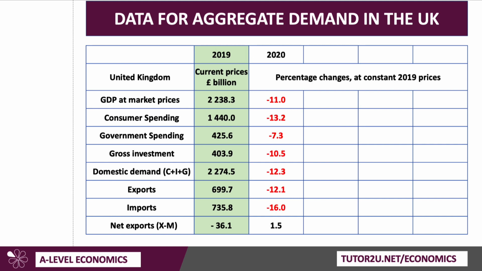In 2020, what I'm showing you here are the percentage changes in real terms. You can tell that because it says percentage change at constant 2019 prices. GDP fell by 11% in 2020 in the UK. We lost nearly a tenth of our national output. Consumer spending fell by even more. Gross investment spending down, exports down, imports fell sharply. Of course, many people couldn't travel overseas and they held back on spending. There was a big fall in trade.